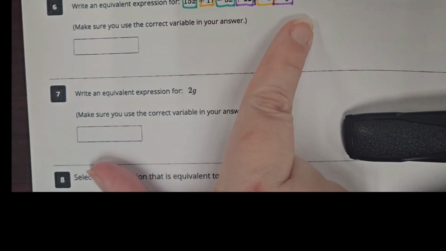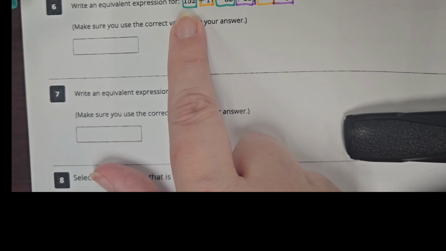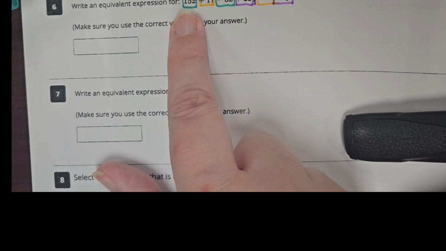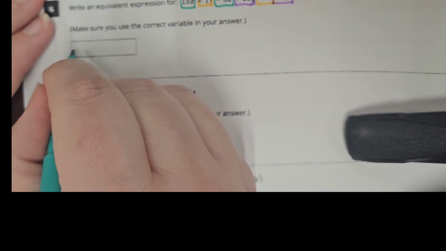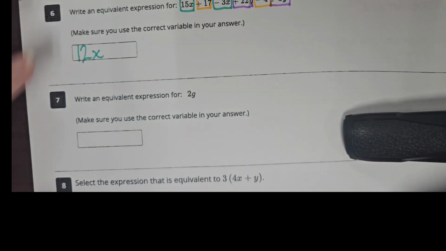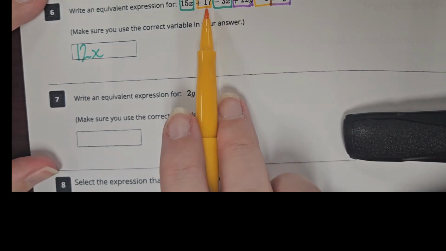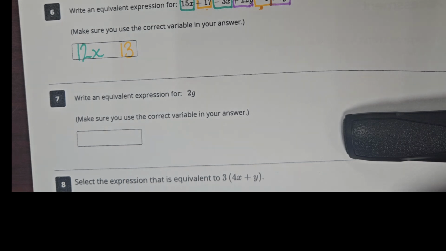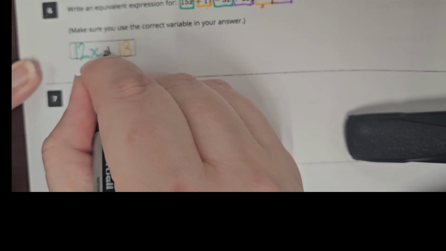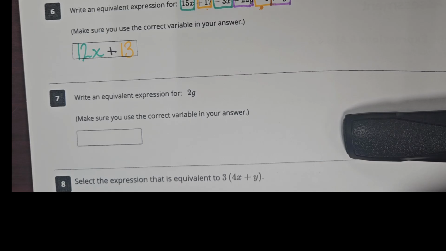So then I'm just going to solve them in the order they're presented. Since I see x first, I'm going to solve my x's first. 15x minus 3x, that is 12x. Then for my whole numbers, that's 17 minus 4, so that's 13. That's a positive number, so the operation that's going to go in between them is plus. If I had gotten a negative number, that would be minus. But we don't do negative numbers until you get to 7th grade, so you shouldn't get a negative number right now.